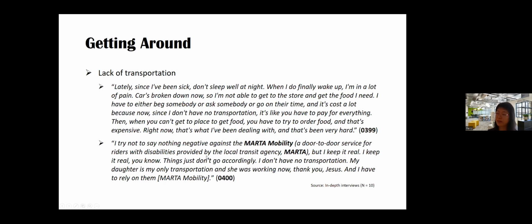Many also report lack of transportation. These are two different participants using pretty much the same words: "I don't have no transportation." One is because they don't have money, and the other because her car has broken down.